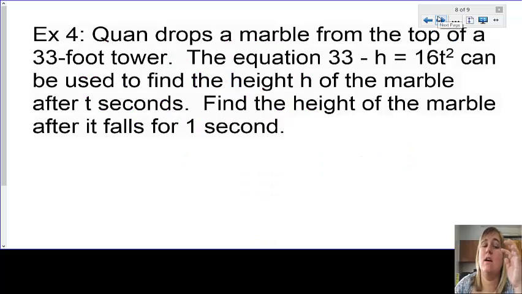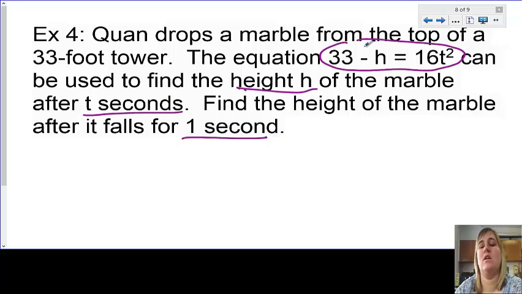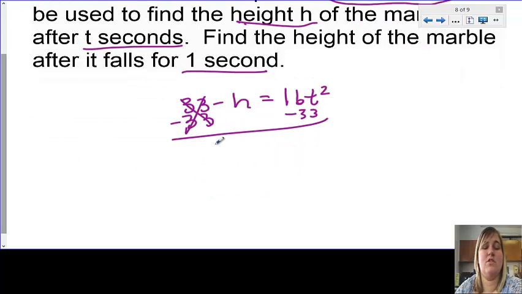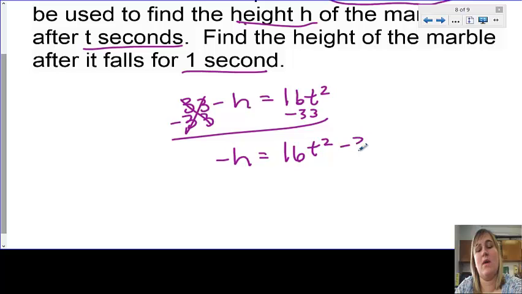Last example here says Quan drops a marble from the top of a 30-foot water tower. The equation 33 minus h equals 16t squared can be used to find the height, h, of a marble after t seconds. Find the height of a marble after it falls for 1 second. So I'm going to rewrite this equation. 33 minus h equals 16t squared. I want to find h, right? So I'm going to subtract 33 from both sides. Those will cancel each other out. I have negative h equals 16t squared minus 33.